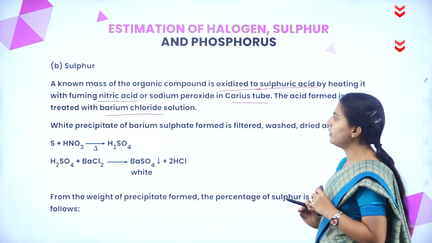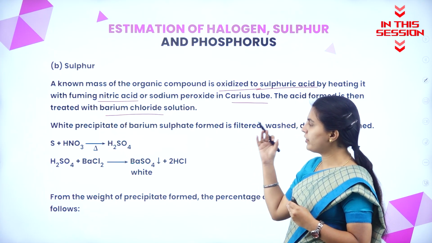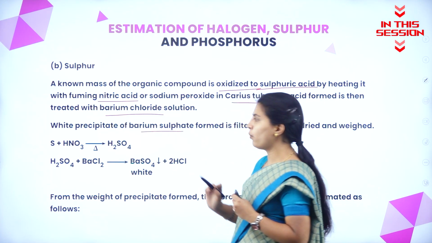The acid formed is then treated with barium chloride. Whatever acid is formed will be treated with barium chloride, and at that time barium sulfate will form as a white precipitate.